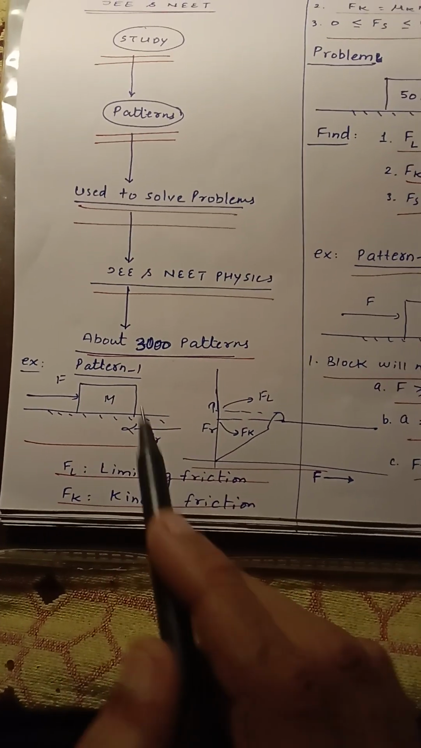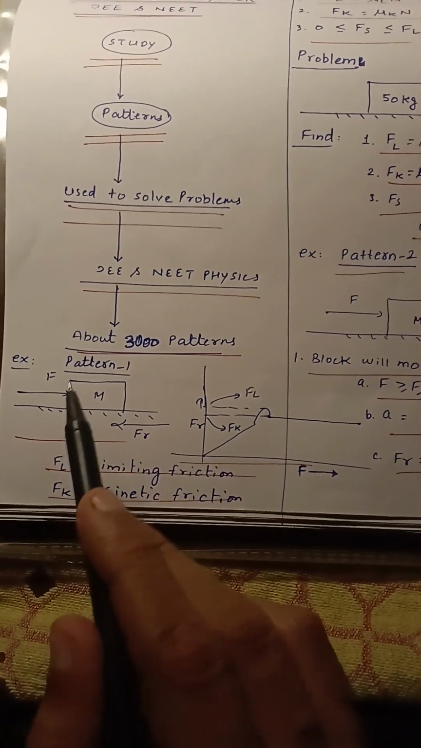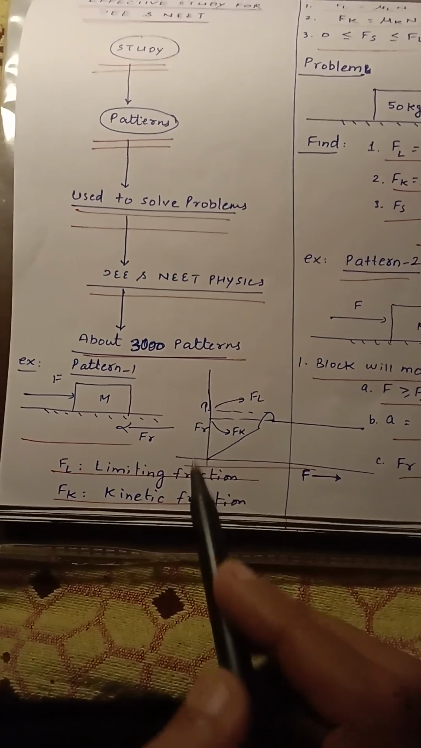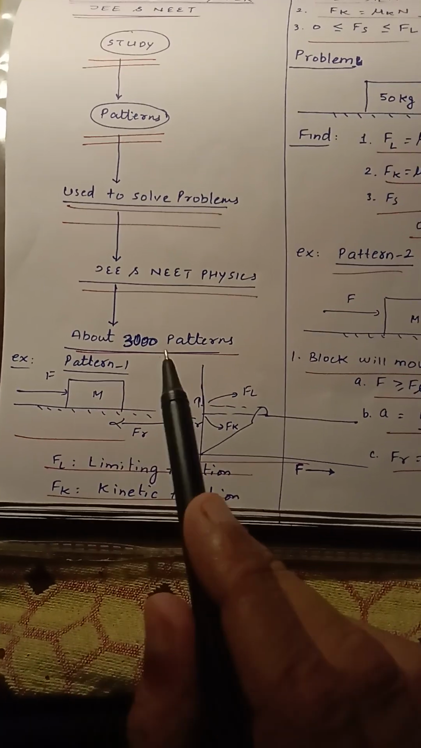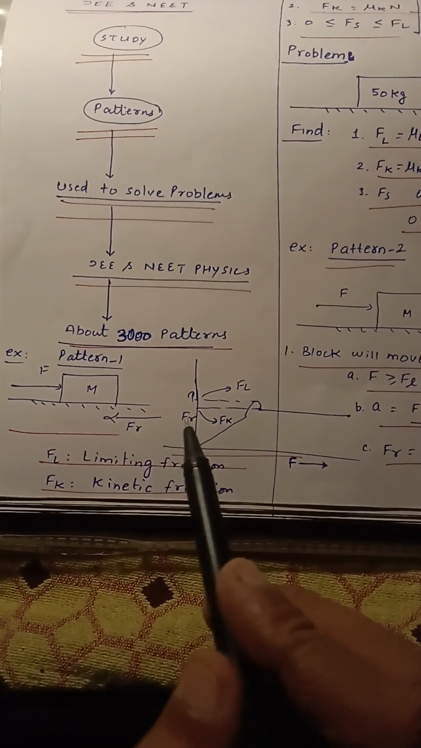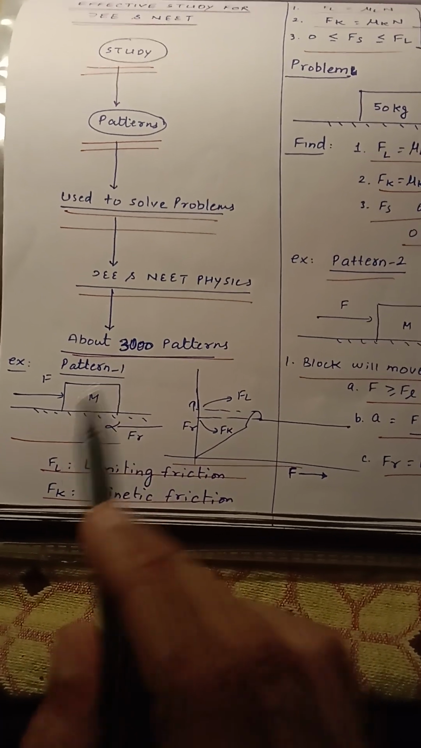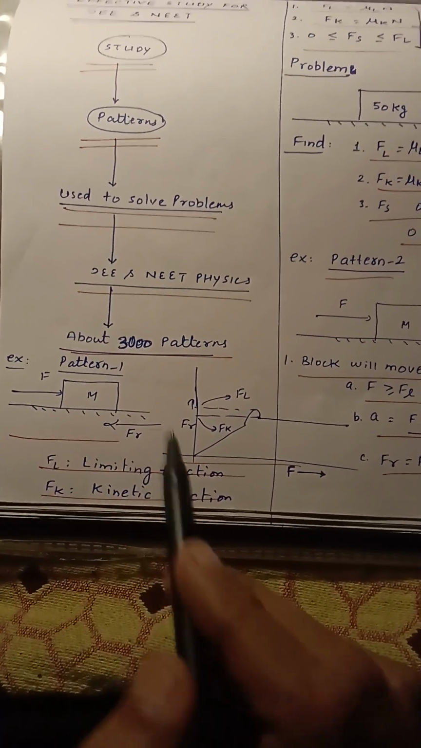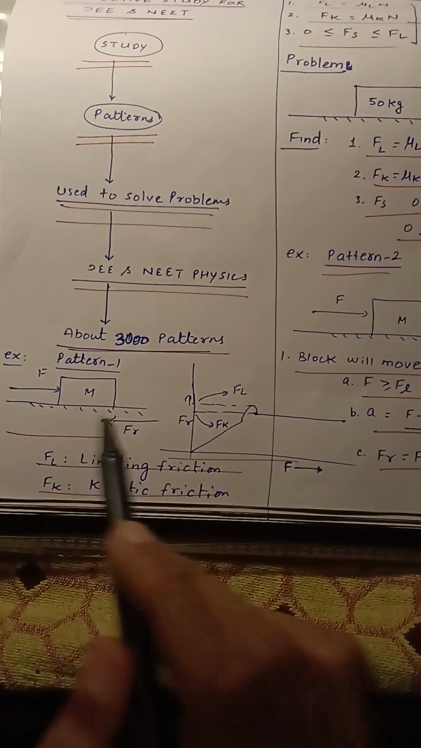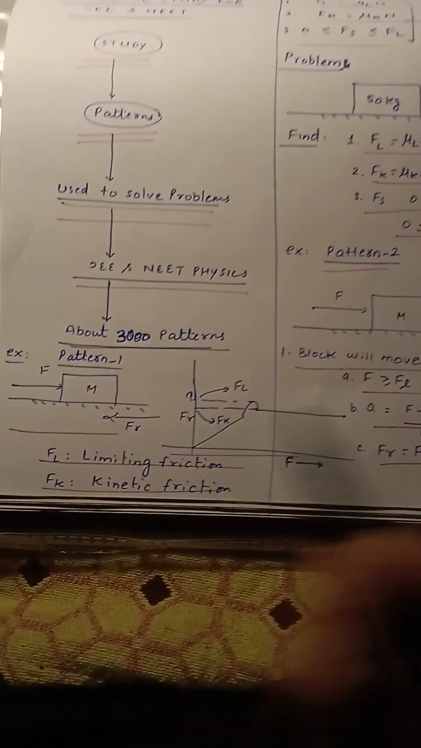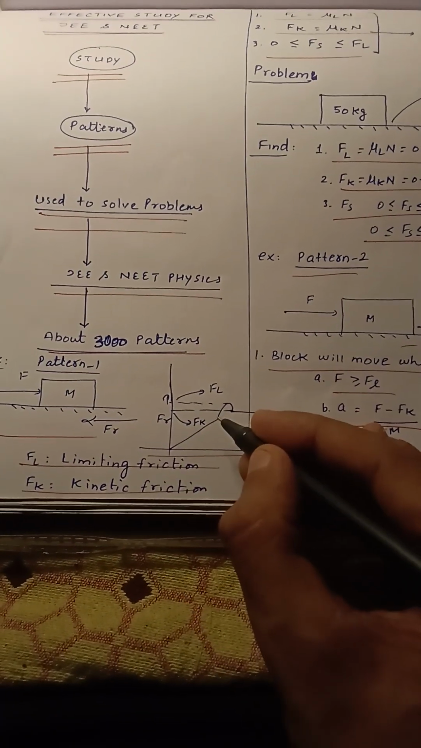So suppose in a question you are given a block of mass m, you apply a force F on it, and when you apply the force, then we see the variation of friction on the body. You can observe that initially the block does not move. If the block does not move, that means force and friction are equal in magnitude and opposite in direction, so that net force is zero. So it varies like this up to a certain extent.